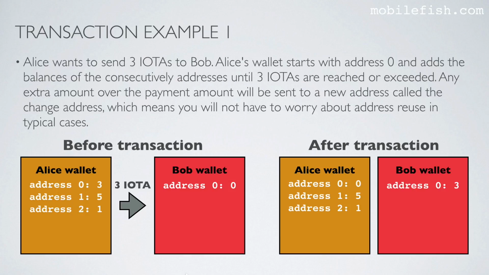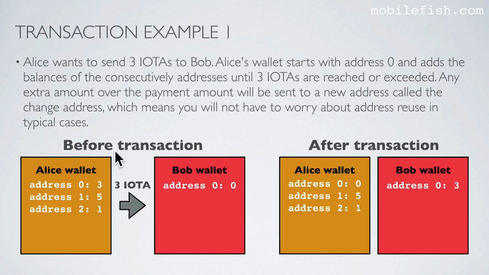This is transaction example 1. Alice wants to send 3 IOTAs to Bob. Alice's wallet starts with address 0 and adds the balances of the consecutive addresses until 3 IOTAs are reached or exceeded. Any extra amount over the payment amount will be sent to a new address called the change address, which means you will not have to worry about address reuse in typical cases.